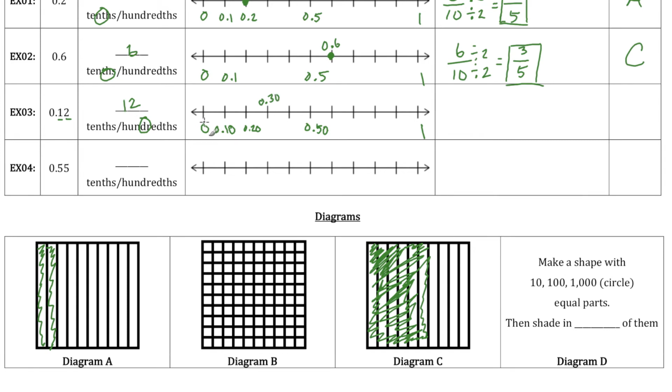So here's 0 hundredths, here's 10 hundredths. 12 is not quite to half, which would be 15 hundredths. It would be like right here. So 0 and 12 hundredths. We go over here, 12 hundredths.